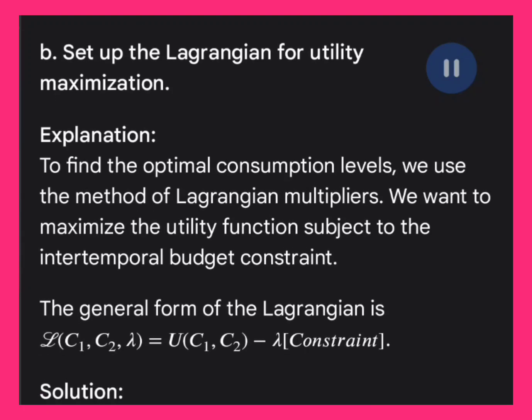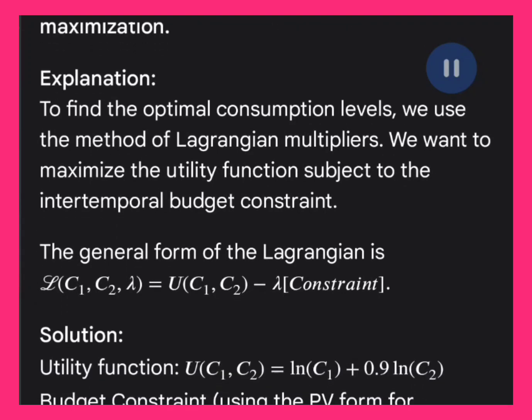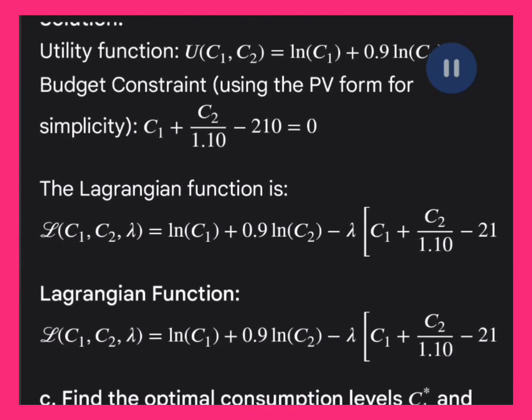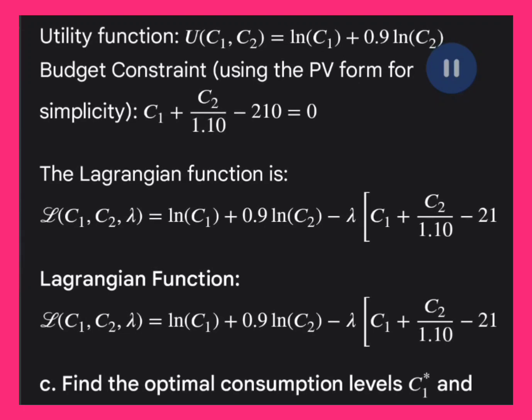Explanation. To find the optimal consumption levels, we use the method of Lagrangian multipliers. We want to maximize the utility function subject to the intertemporal budget constraint. The general form of the Lagrangian is L(C_1, C_2, lambda) = U(C_1, C_2) - lambda(constraint). Solution. Utility function, U(C_1, C_2) = ln(C_1) + 0.9 ln(C_2).